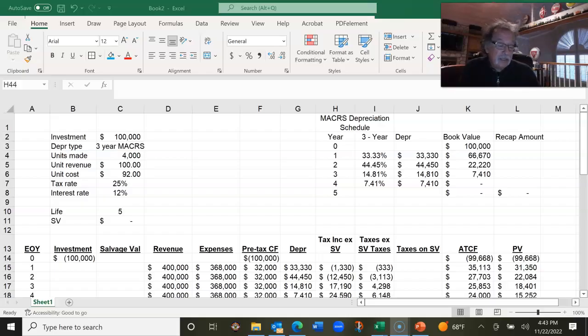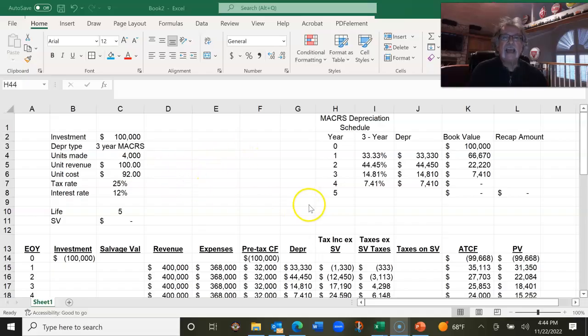Now this could be the project model, but this is a project where we have an investment of $100,000. We're going to depreciate it over 3 years with MACRS depreciation. Very simple. We're going to make 4,000 units a year, $100 per unit. Unit cost $92 a unit. We've got a tax rate of 25%, and our discount rate, our present value factor, is 12%. For the time being, let's assume our life is 5 years and we have zero salvage value. That makes things real easy.